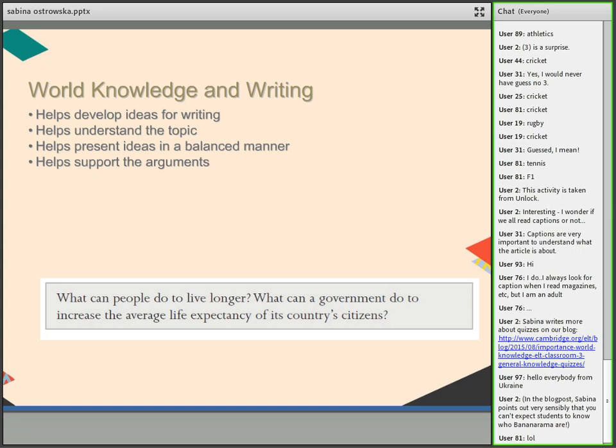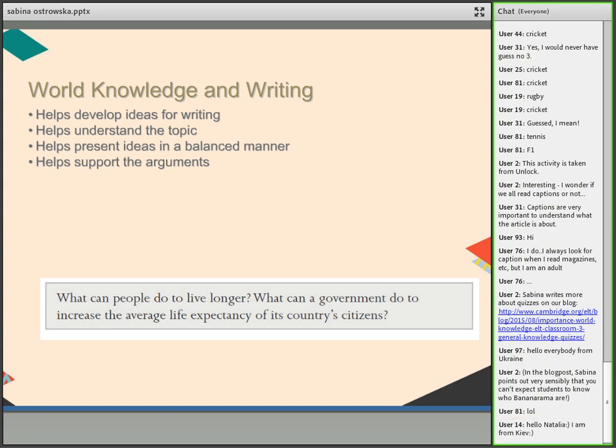Another thing is that if you do have some knowledge about the world and global issues, you are able to present a balanced opinion. Students often struggle in presenting both sides of a debate or giving counter arguments, thinking from another perspective. Reading about the world, listening about the world really helps you develop the skills.